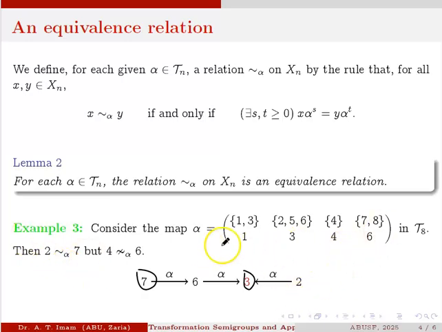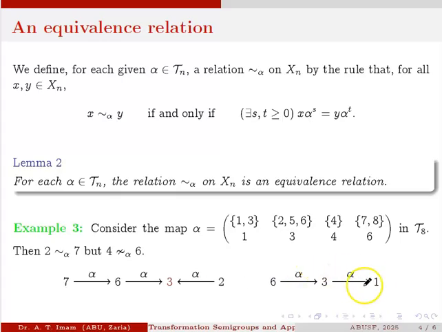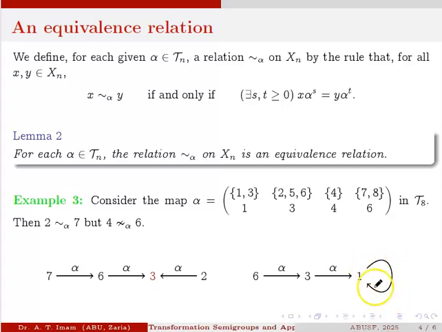But then if we now consider 6 here and apply alpha on 6, we get 3. And then if we apply alpha again on 3, we get to 1, and if we apply alpha, 1 is mapped to 1. So we are now at a loop. And if you keep on applying alpha, you continue to remain in the loop at 1. So you can never get to any other point except 1 when you start from 3. And when you start from 6, apart from 3 and 1, you don't get anywhere else.